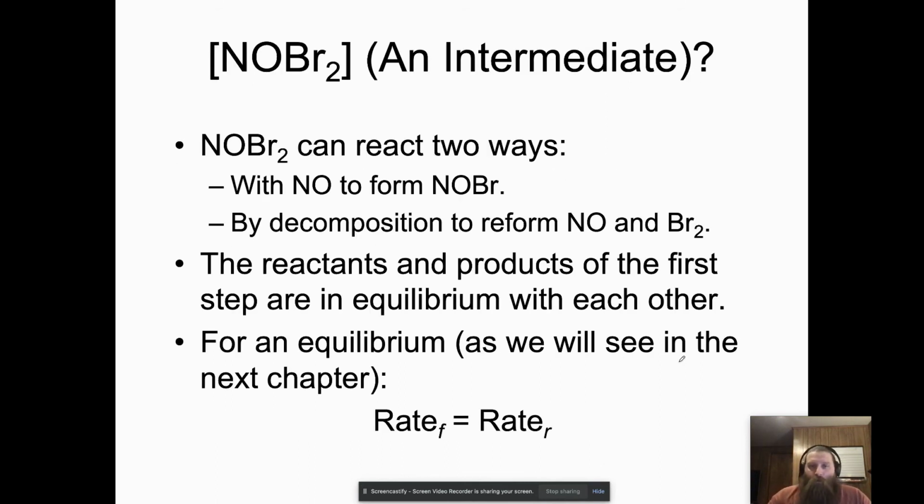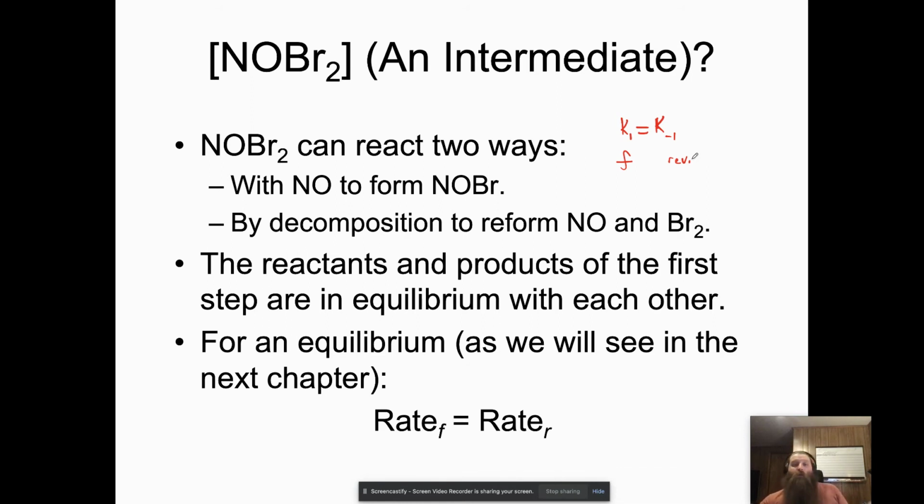Well, there's two ways we can go about it. We have to look at how it reacts. It can react with NO to form NOBr, or it could decompose to reform some NO and some Br2. The reactants and the products of the first step are at equilibrium with each other. And so what we're going to do is set them equal to each other, and we're going to solve. The reason that I can do that, and we'll look at this more in the next chapter, is that the forward rate is equal to the reverse rate. And a lot of times we write that like this: k1 is equal to k sub negative 1, where this is the forward rate and this is the reverse.